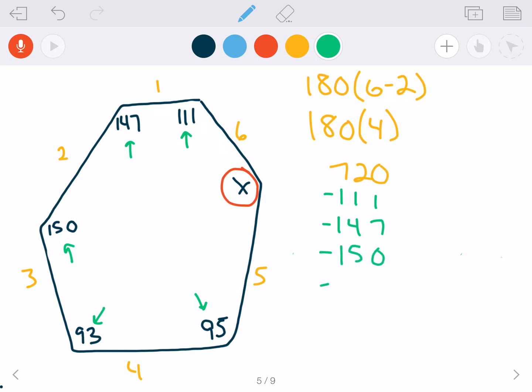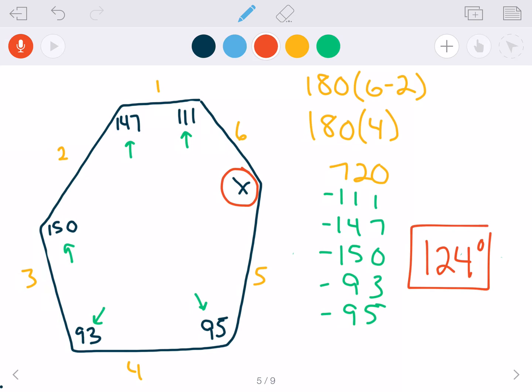So if we take our calculators and subtract those all off, we've got 720 minus 111 minus 147 minus 150 minus 93 minus 95. That leaves me with 124 degrees. So my missing angle in this case is 124 degrees. So when we add all of those together, it should end up equaling 720.